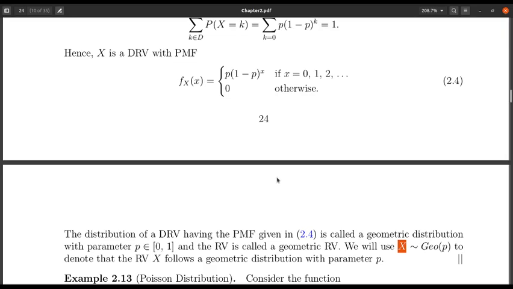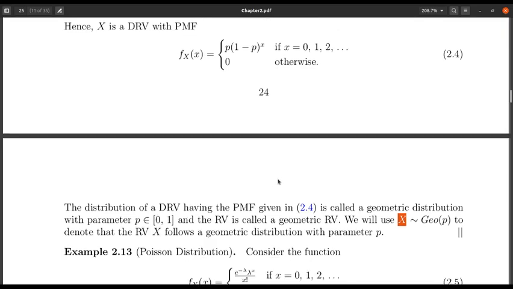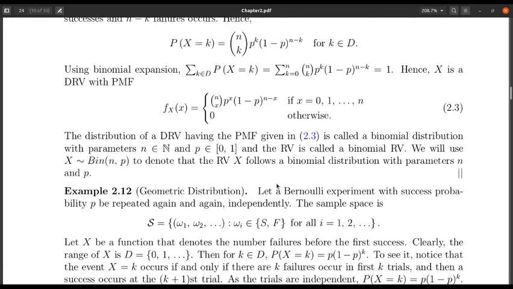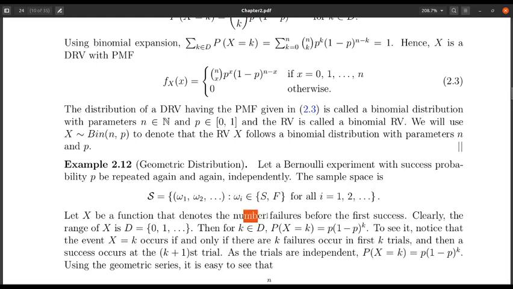Okay, I leave one exercise for you. Note that in this case, x is taken to be the number of failures before the first success. If I change this, suppose I take x to be the number of failures before the rth success for some given value of r. Try to show that this new x is also a discrete random variable, and try to find out its PMF.